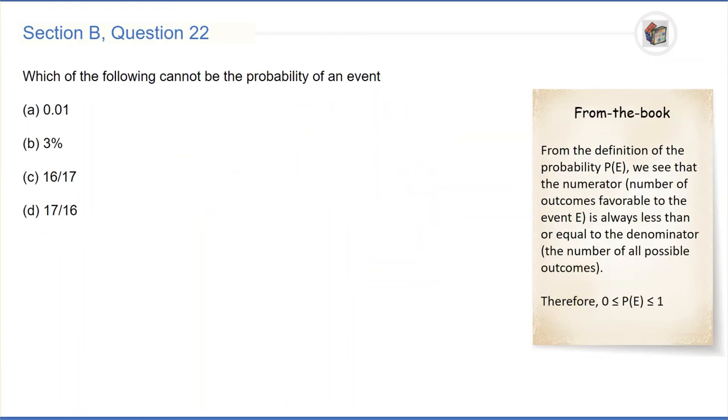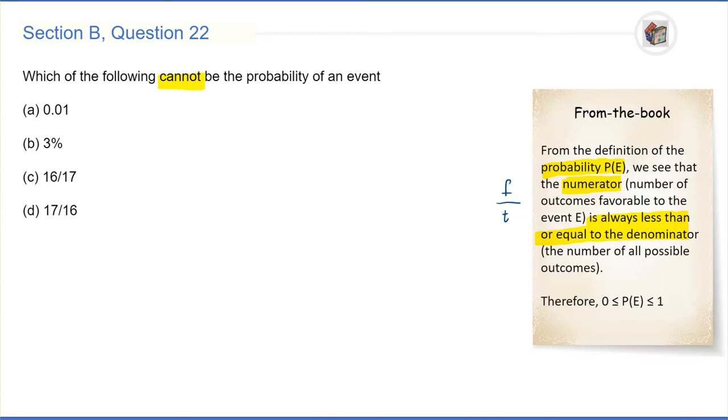Question number 22. Which of the following cannot be the probability of an event? Well, we have to know what probability can be then. Well, by definition, probability of any event, P of E, we calculate that by finding out the favorable outcomes divided by the total number of outcomes. Now, the number of favorable outcomes, which is the numerator, is always less than or equal to the denominator, which is the total outcomes. Whenever I divide a number which is less than or equal to the denominator, it has to be a fraction less than or equal to 1. Also, it's going to be greater than or equal to 0 because none of these can be negative.